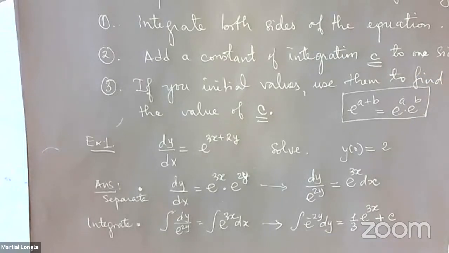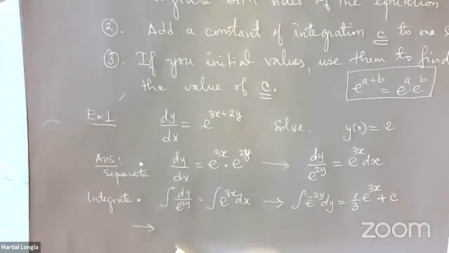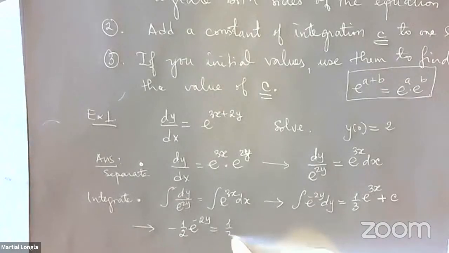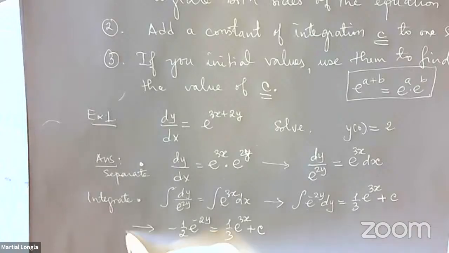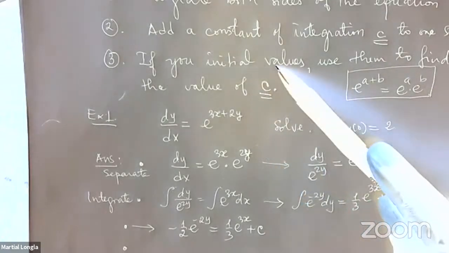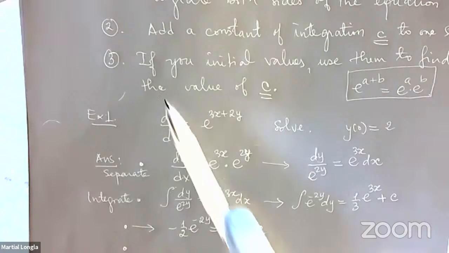And now I can integrate this one as well. So that gives me negative 1/2 e to the minus 2y equals 1/3 e to the 3x plus c. Now you have solved that. And then you can go to the last step, which said, if you have initial values, use them to find the value of C.